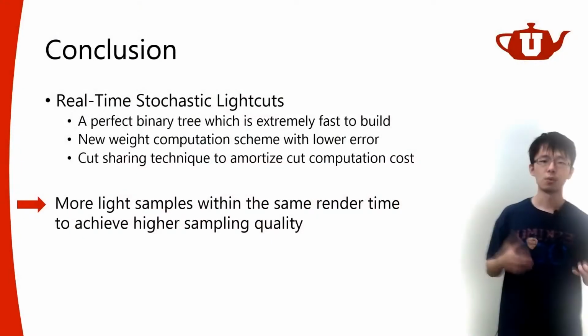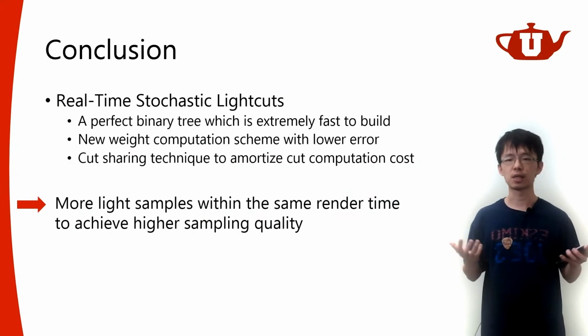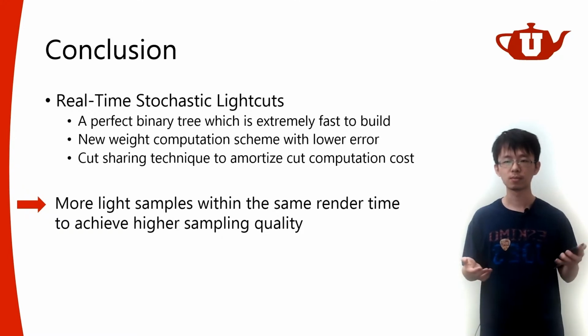In conclusion, we have presented a real-time light sampling technique for scenes with many lights. Our method extends stochastic light cuts by using a perfect bounding light tree with a novel weight computation scheme and cut sharing. By minimizing the cost of light sampling, our method allows using more light samples within the same period of time for achieving higher sampling quality. We discussed the limitation of our method in our paper.